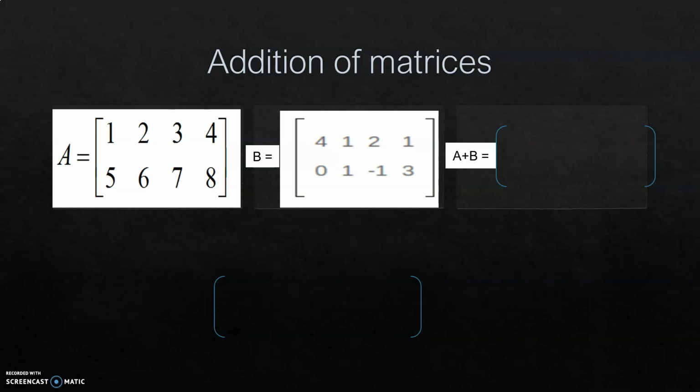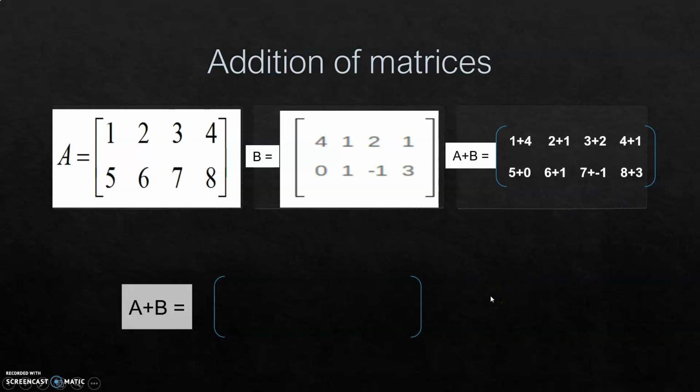So A plus B, as we explained earlier, is obtained by adding the elements of the corresponding positions. So corresponding elements should be added. So 1 plus 4, then the second item 2 plus 1, 3 plus 2 and 4 plus 1. Then in the second row, the first item in A is 5 and the first item in the second row of B is 0. So 5 plus 0. Similarly 6 plus 1, then 7 plus minus 1, then 8 plus 3. So A plus B is equal to 5, 3, 5, 5, then 5, 7, 6, 11.